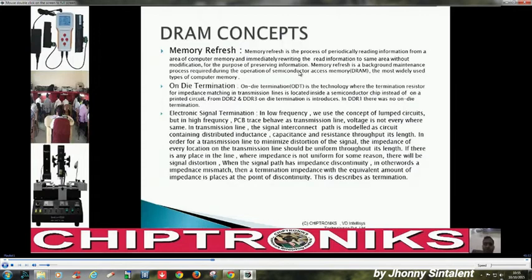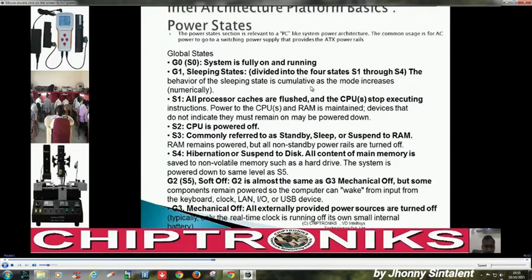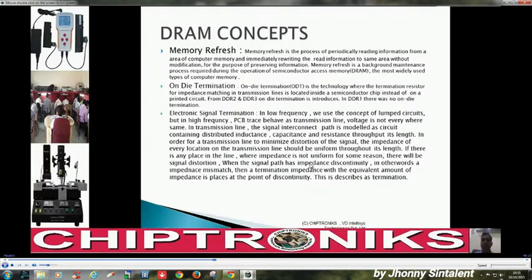And why I am discussing this memory refresh is that while you are in S3 state, right? Let's see in the previous slide, S3 state. What is S3 state? Commonly referred to as standby, sleep, or suspend to RAM. That is, RAM remains powered, right? We have to make the RAM powered on during S3 state. That is, memory refresh is possible in S3 state, right?